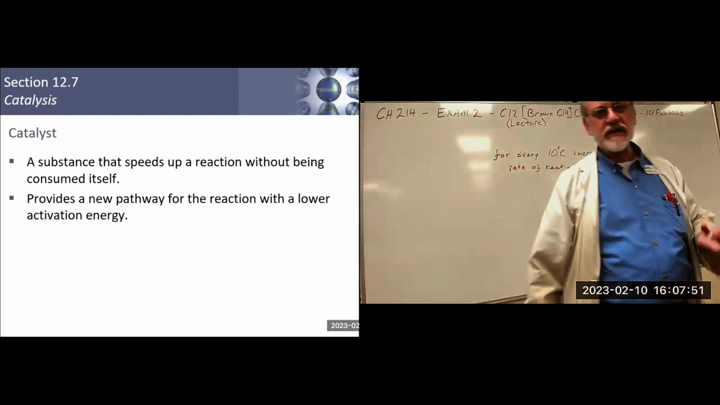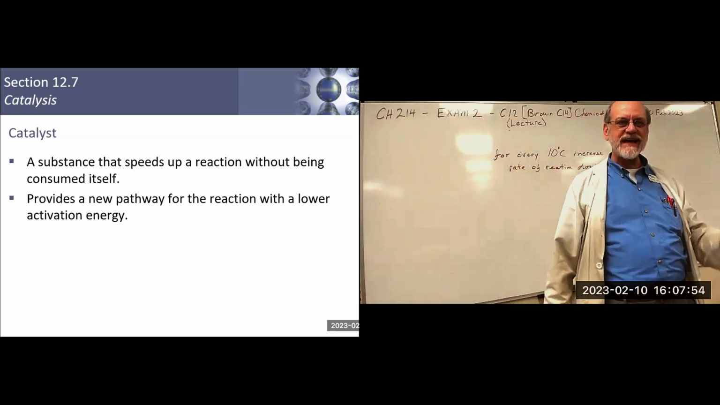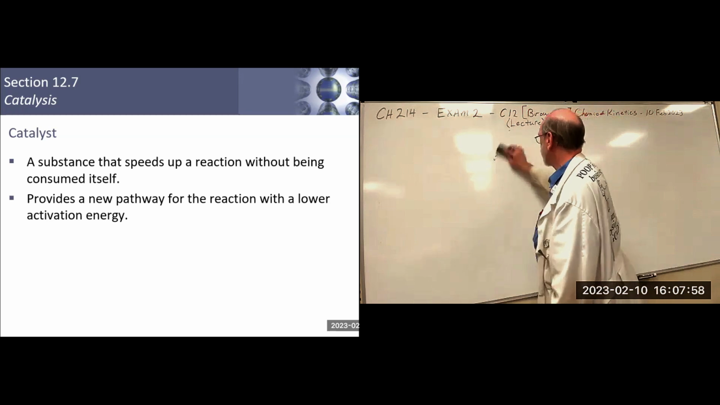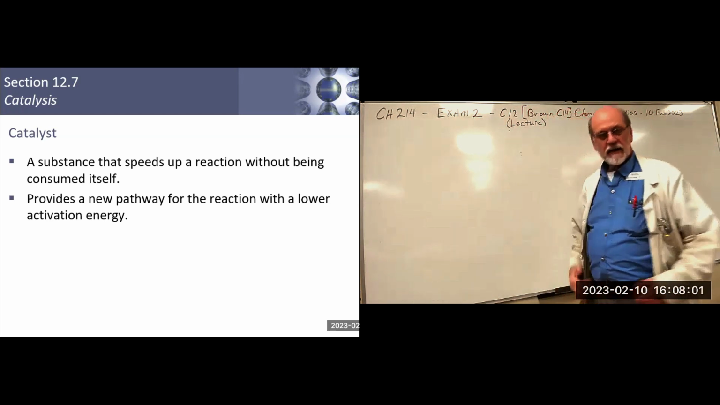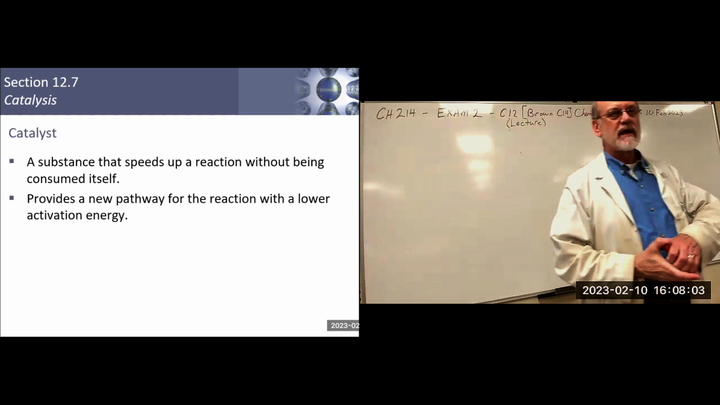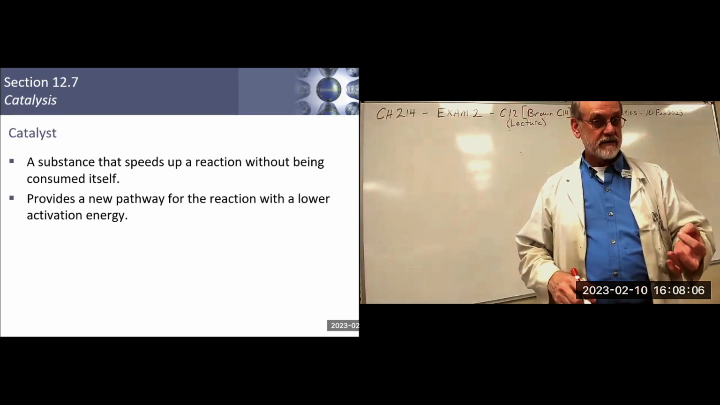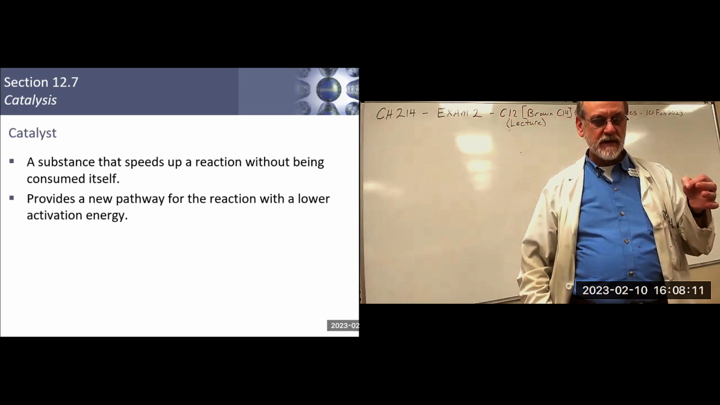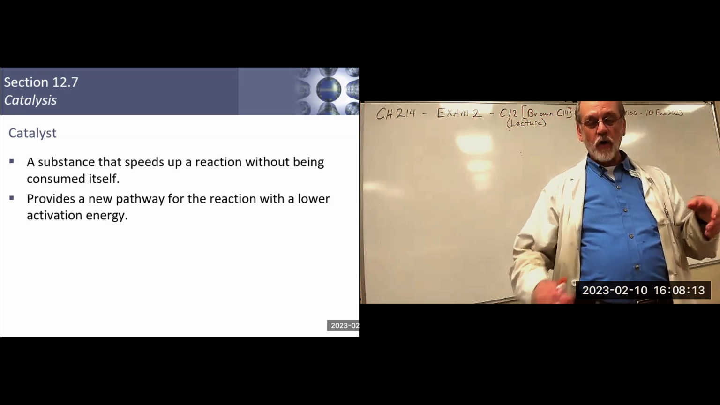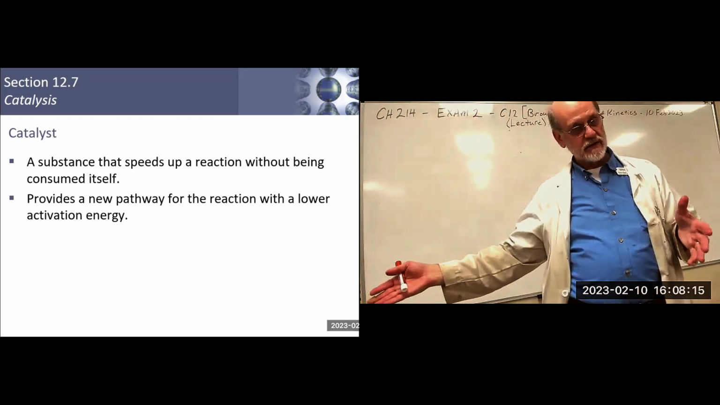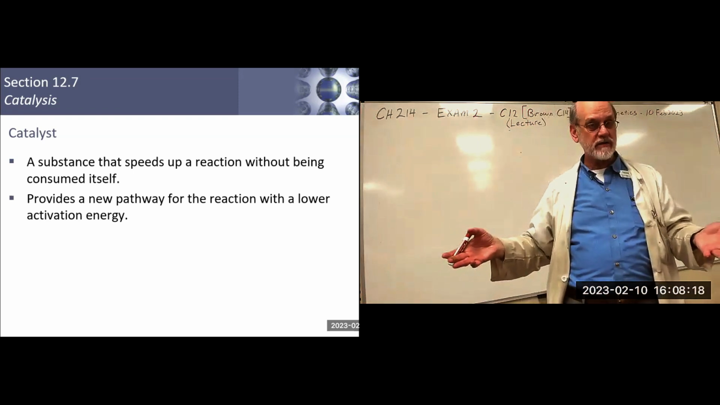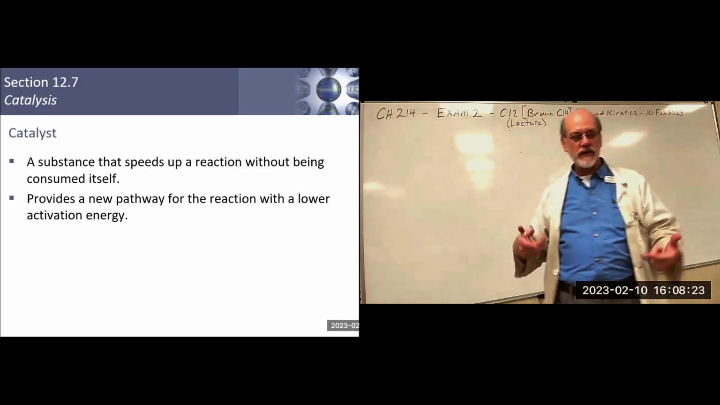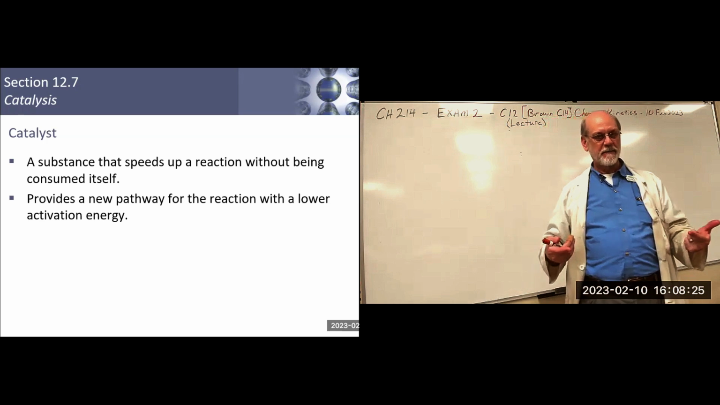So our final discussion is on the topic of catalysis. What is a catalyst? The definition of a catalyst is simply a reactant that enters a reaction at one end and overall comes out the other end apparently unchanged. And it causes an increase in the reaction rate. Now, how does it do that?